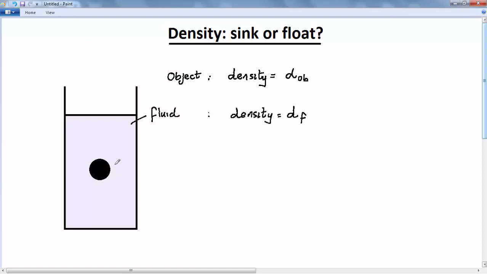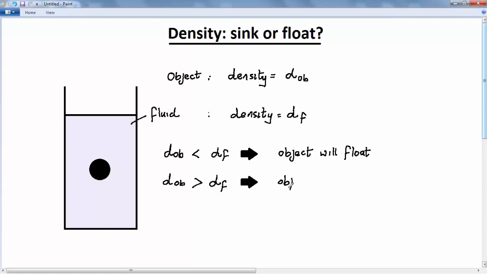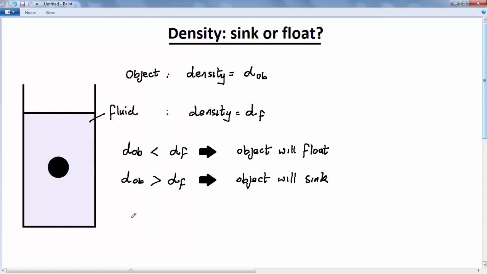So if the density of the object is less than the density of the fluid that surrounds it, then the object will rise to the top of the fluid and float. And if the density of the object is greater than the density of the fluid, then the object will sink. The most common fluid that we're going to deal with is water, and water has a density of 1 gram per cubic centimetre.